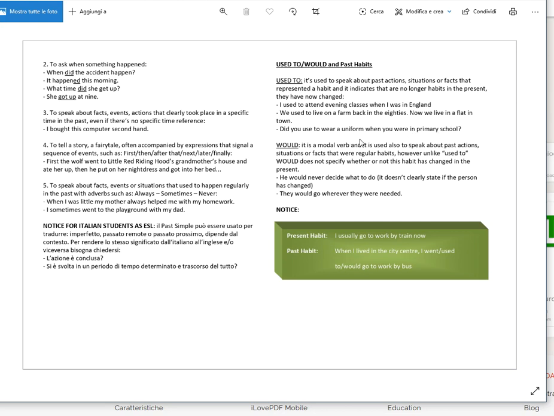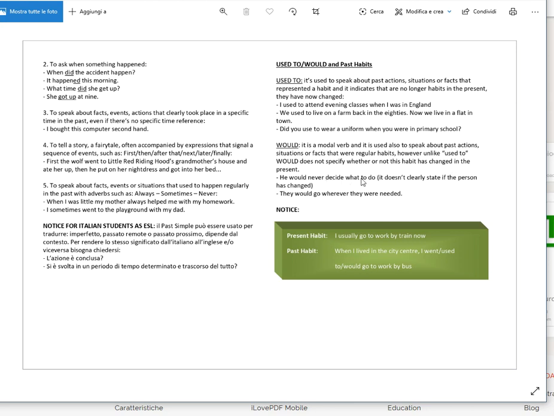Another verb that can be used to speak about actions that were habits in the past is the modal verb would. And it is used also to speak about past actions, situations, or facts that were regular habits. But like I said, unlike used to, which refers to actions that are no longer habits in the present, would does not specify whether or not this habit has changed in the present. So we could say that it was something that we did regularly in the past, but it could also be something that could happen in the future as well.